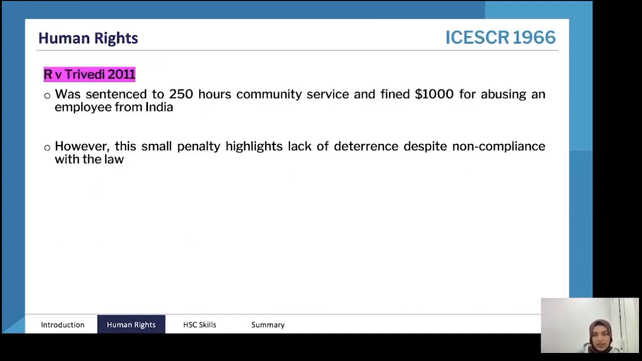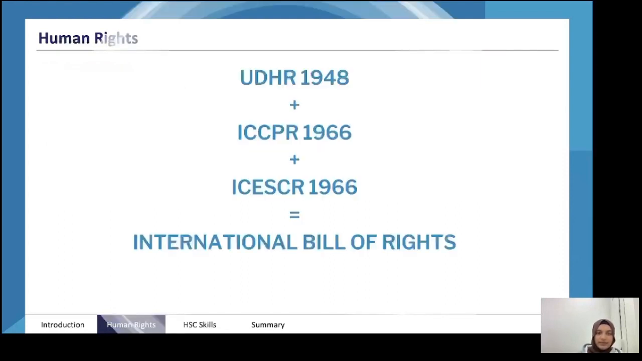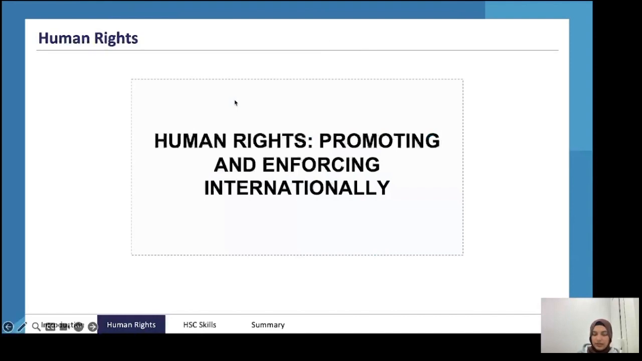Moving on, again, we've got the case that we talked about earlier of R v Trivedi. Essentially, this is something you may have heard of, this idea that the UDHR 1948, the ICCPR, and the ICESCR all make up the International Bill of Rights. So if you hear this term, you now know what it consists of, right? And you can be asked that, definitely.